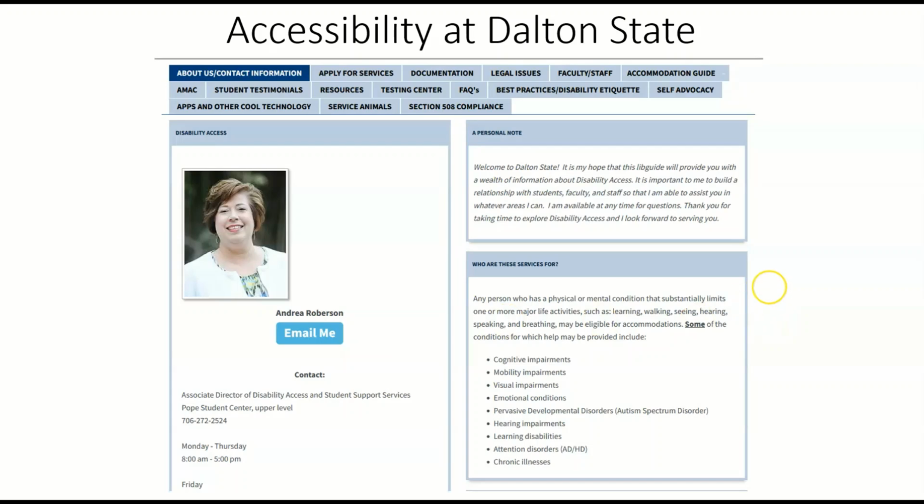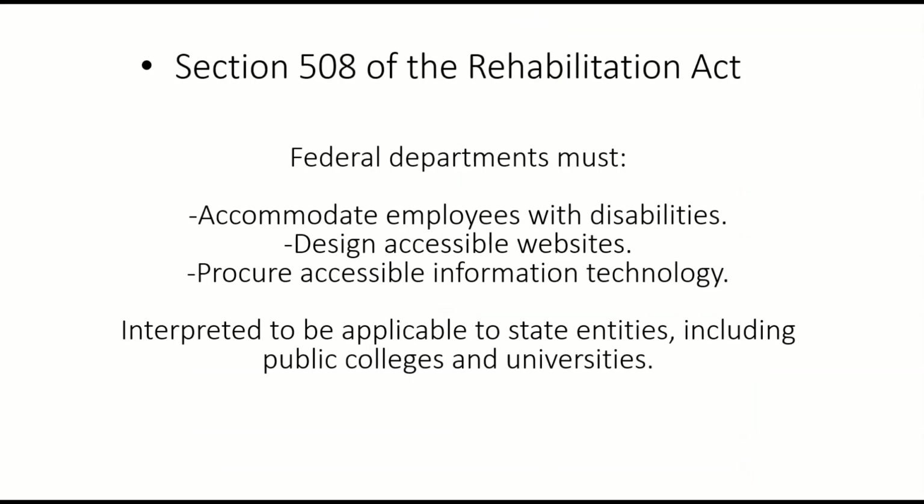Section 508 of the Rehabilitation Act is really important to know about. It means that federal departments have to accommodate employees, design accessible websites, procure accessible information technology, and guess what? This applies to everybody. So this means when you come up with an assignment, it has to be accessible. Fortunately, modern day programs like Microsoft PowerPoint will automatically put a description on the pictures you use.